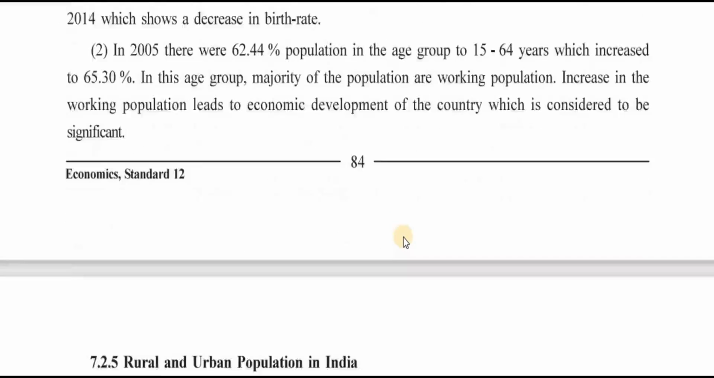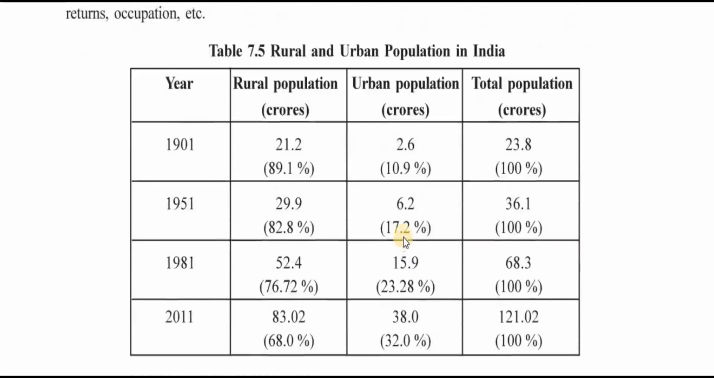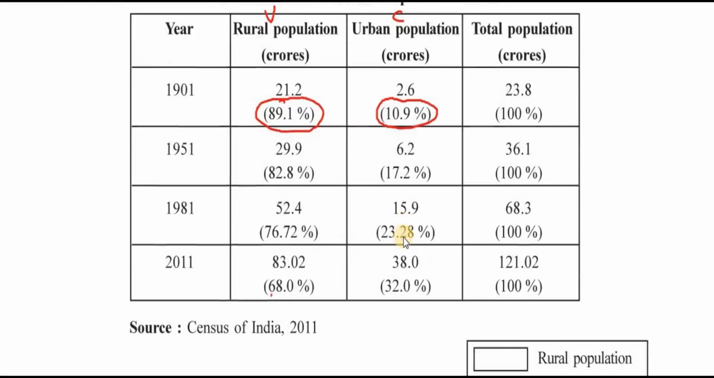Then the last parameter is the rural and urban population. If you look at the table, in India in 1901, 89.1% of the population were rural, and only 10.9% were urban. So 21 out of 23 crore population lived in villages. Rural means village, urban means cities, right? The same trend continued all through the 1950s, 60s, 70s, 80s, and now see, in 2011, 68% of our population is village based, rural based, and 32% is now urban.